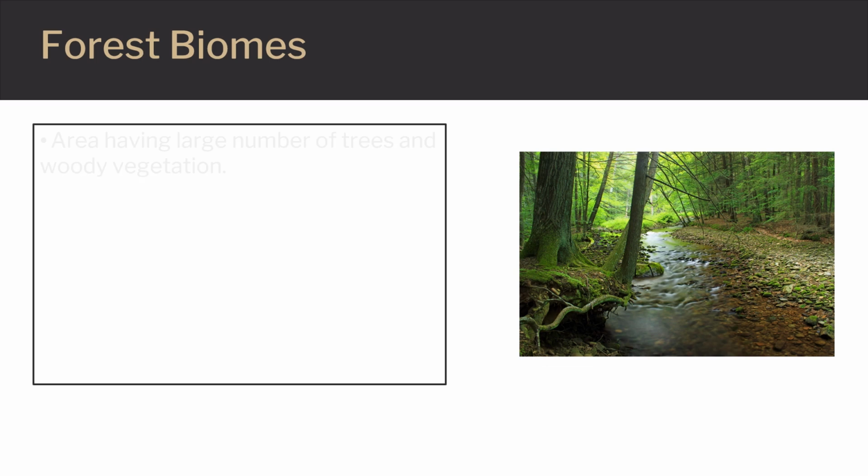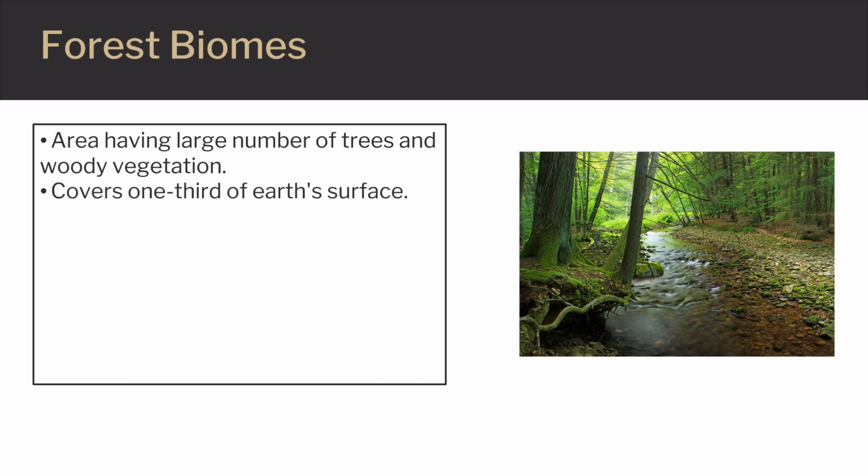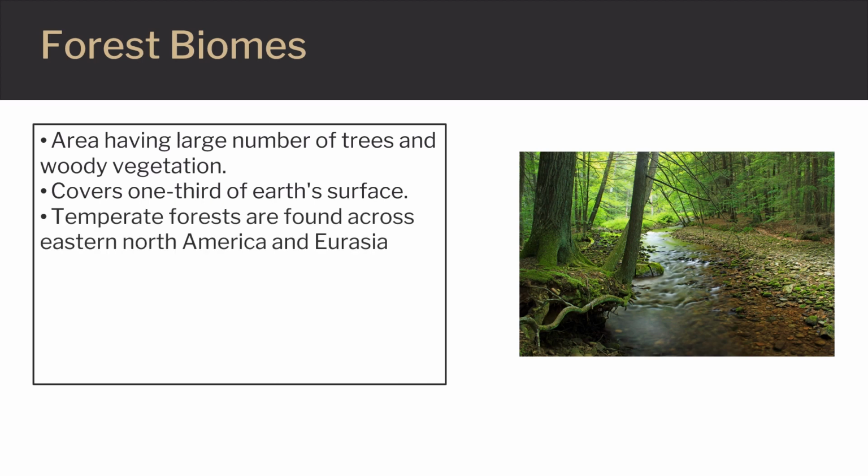The word forest broadly describes an area that has a large number of trees. Experts estimate that these forests cover approximately 1/3 of the Earth's surface. Temperate forests are found across eastern North America and Eurasia. There are 3 general types of forest that exist: temperate, tropical, and boreal.